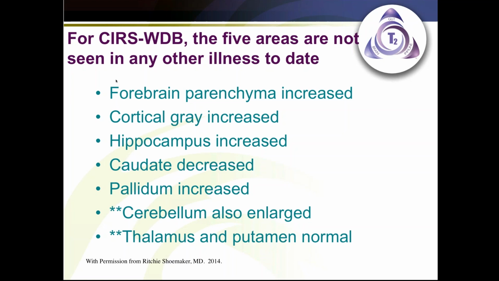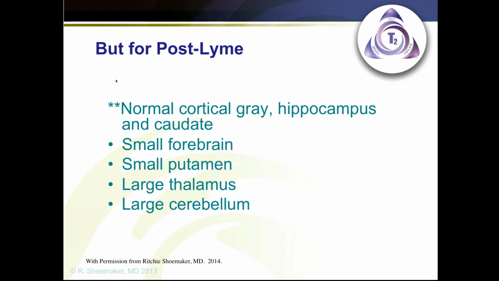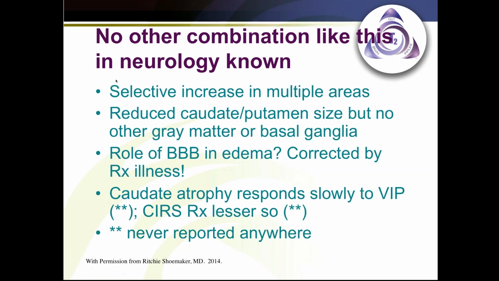That is not true for Lyme. So, in fact, we'll see a small putamen in Lyme and an enlarged thalamus and cerebellum, but normal cortical gray matter, hippocampus, and caudate. And sometimes you get a mixed picture. Sometimes it's Lyme and mold. Sometimes it's something else, what we call multinuclear atrophy. So again, no other combination that we've seen in this regard. We know that it's due to a breakdown of the blood-brain barrier because of the inflammatory response that's occurring in these patients.